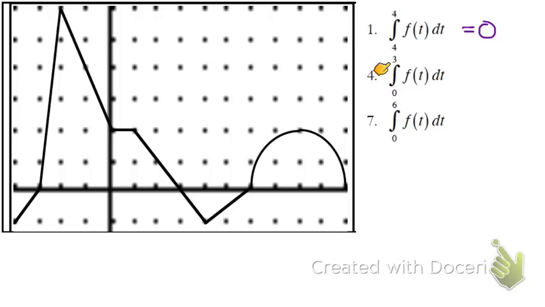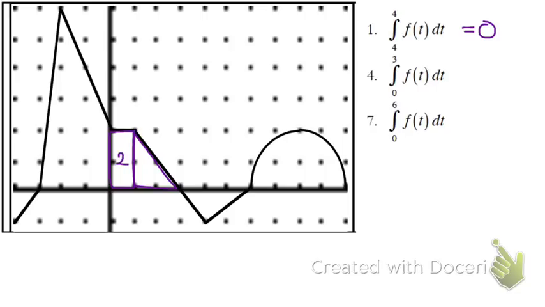The second one says the integral from 0 to 3. So let me come over here to my graph. I'm going to look at the area from 0 to 3. So here's 0, 1, 2, 3. And it looks like I have a rectangular area I can find. And I have this triangular area I can find. So I know how to find the area of a rectangle. It's base times height. So my base is 1, my height is 2. Therefore this area is 2.